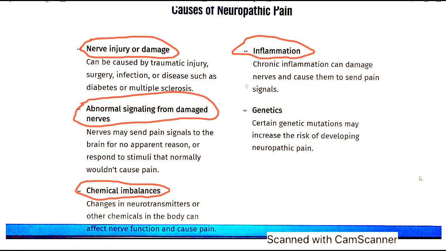So, different types of inflammation, for example rheumatism or any inflammation related to the immune system, lead to the release of chemical compounds, sending signals to the brain and causing the feeling of pain. The last cause of neuropathic pain is genetics. Certain genetic mutations may increase the risk of developing neuropathic pain.